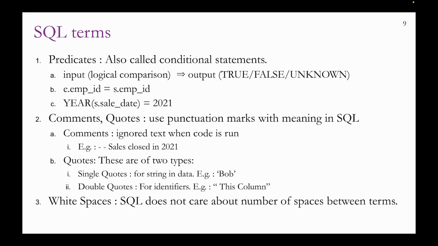Next are comments and quotes. There are some special punctuation marks which have some meaning in SQL. For example, if you want to write a comment, we need to write two dashes, then write our comment, which will be ignored during the running of the code. These comments are for our own reference, not for anyone else. Next is quotes. Quotes are of two types. First is string data. When we are trying to write a string, we write it in single quotes. And when we try to write identifiers which have some space in between, we write them in double quotes.